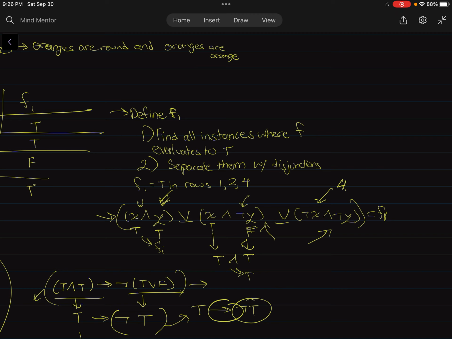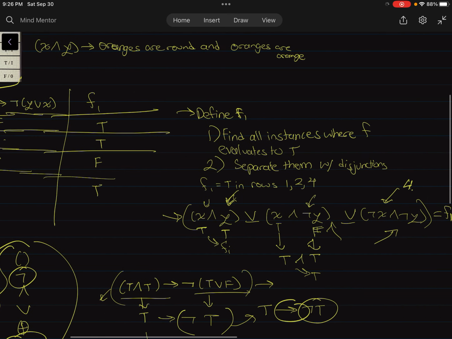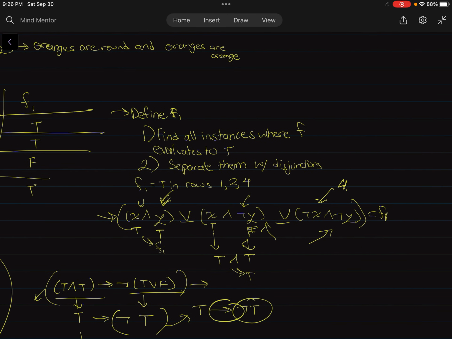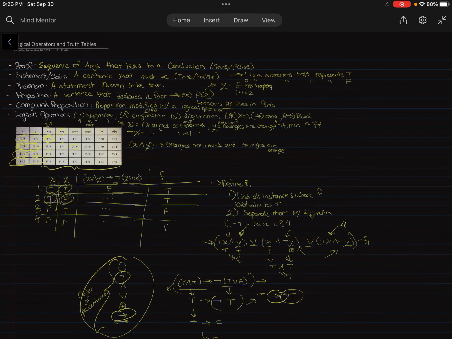In row 3, nothing is true, because in row 3, we've got x is false and y is true. There is no clause in the series which evaluates those two substitutions to true, meaning in row 3, the entire function will evaluate to false. So there you go. That's basically the end of this video.